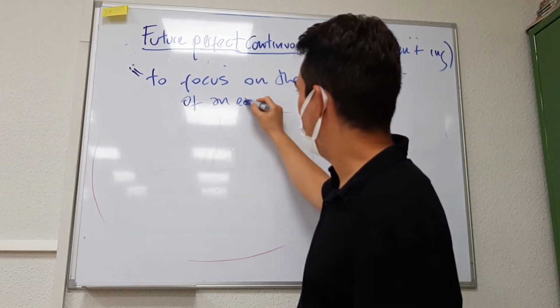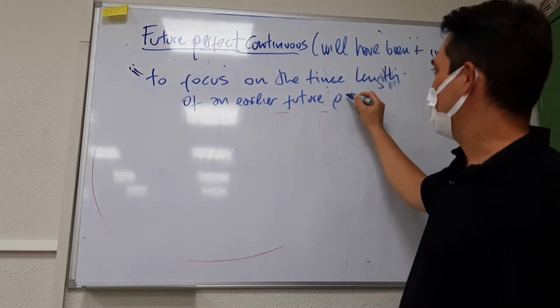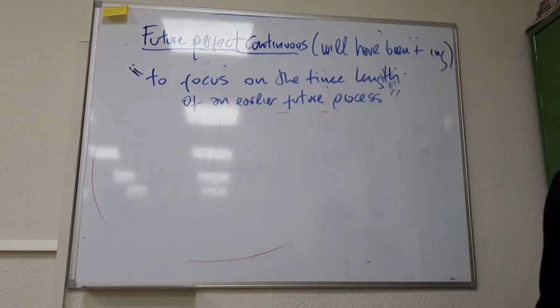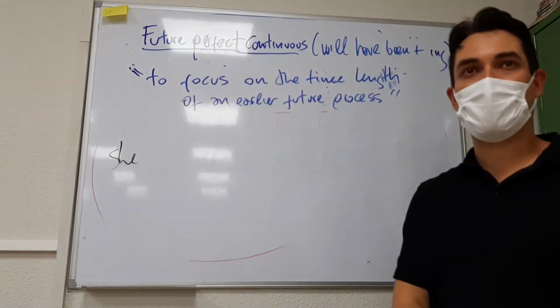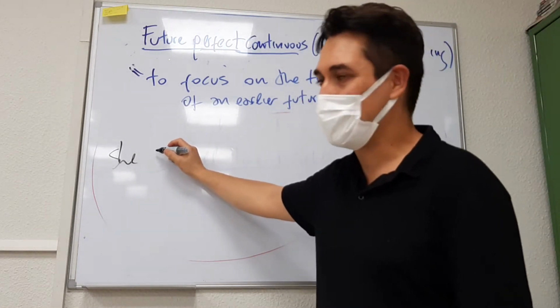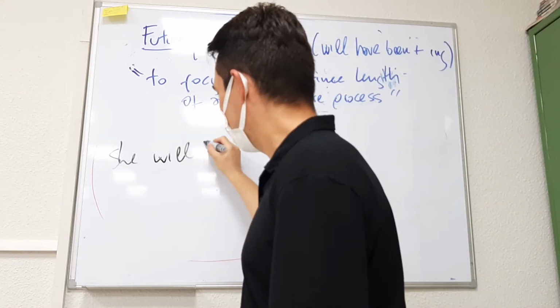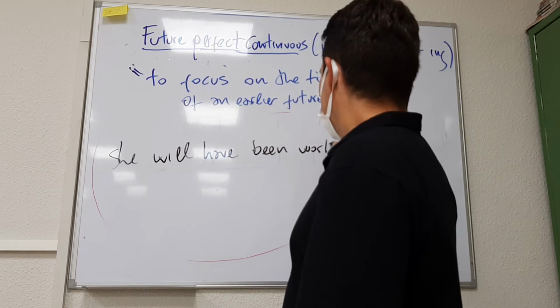Of an earlier future process. I'll give you an example so that you understand. Give it to me with the verb to work. She will have been working. Very good. One more time, a little bit slower. Dictate it to me. She will have been working.